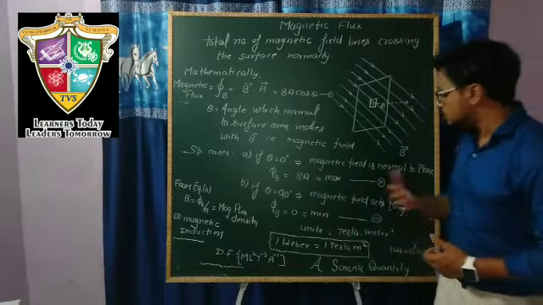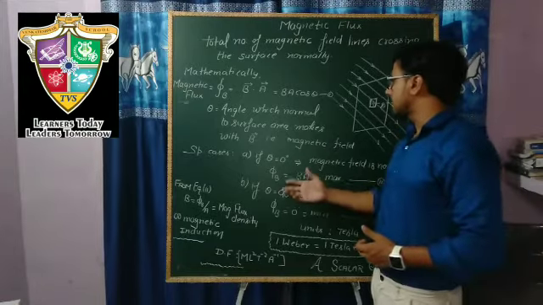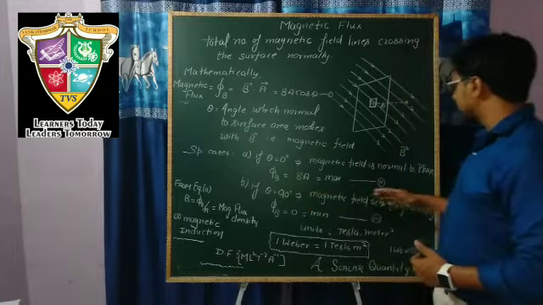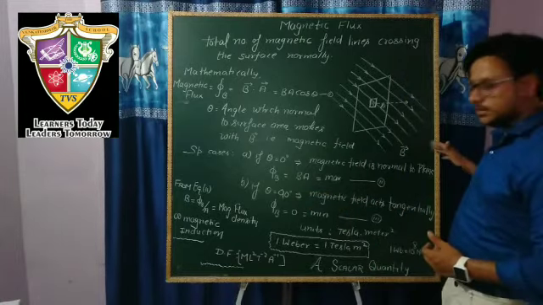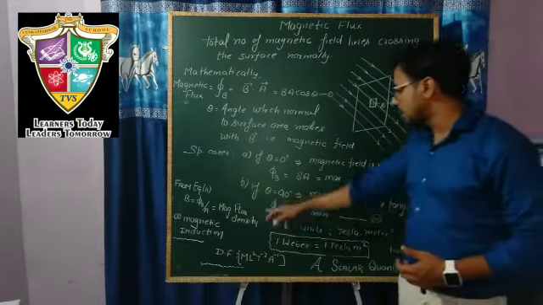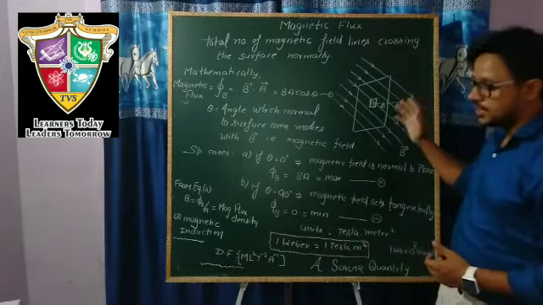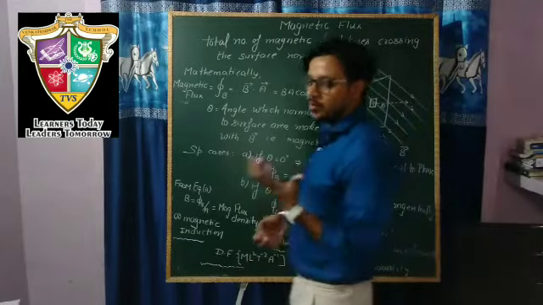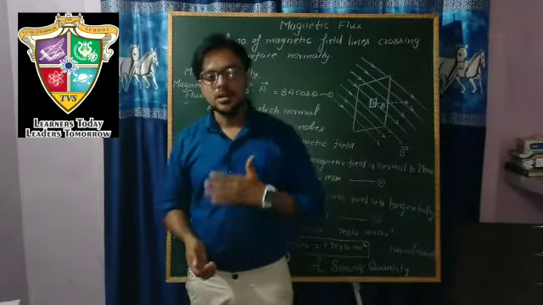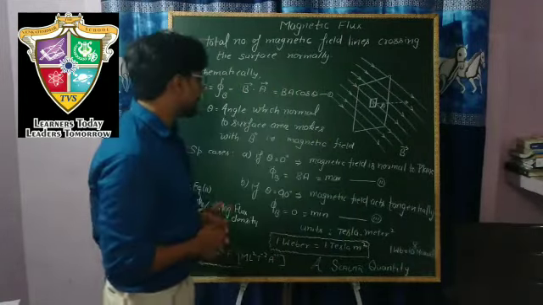And in the opposite case, if theta is 90 degree, it means the magnetic field acts tangentially to the plane, then phi B is 0. So this is magnetic flux. It tells how many magnetic field lines are crossing unit area.